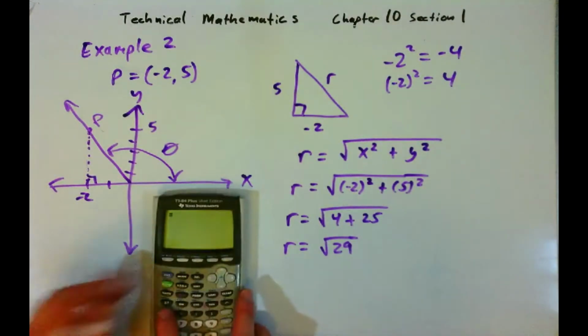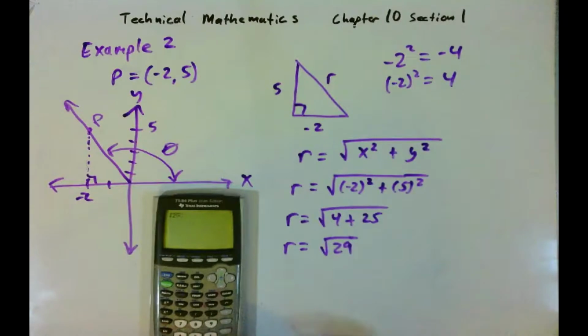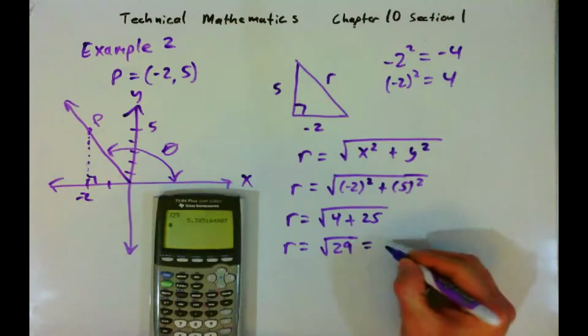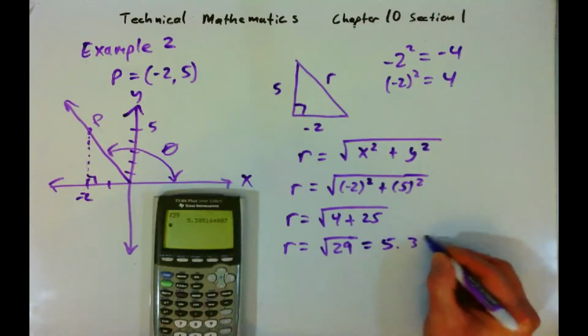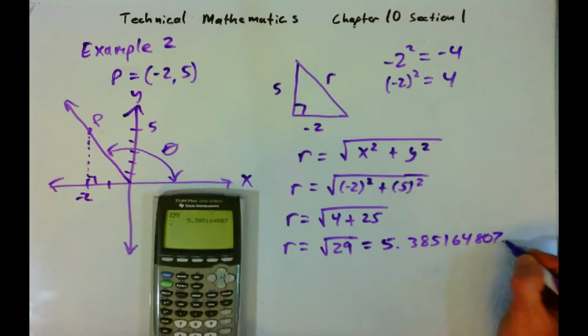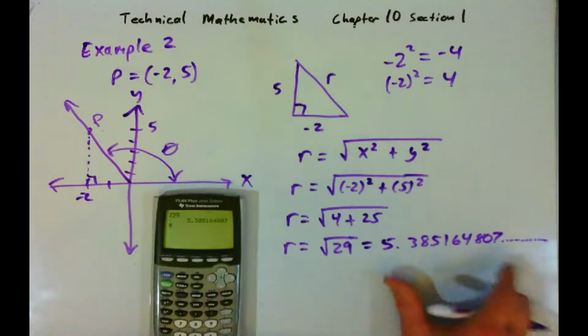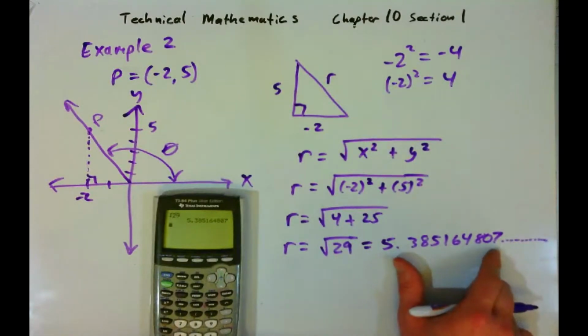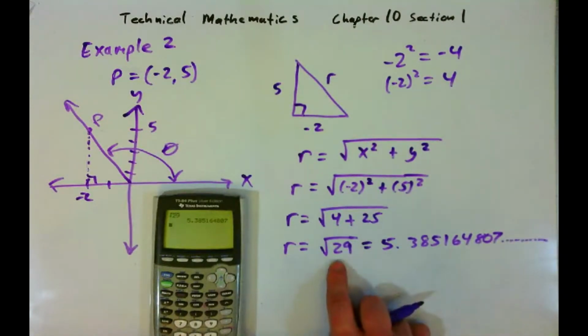And so if we took the square root of 29, we get 5.385164807, and this goes on forever and never repeats. And that's why we do not prefer this decimal representation. I'd much rather you left this as square root of 29.